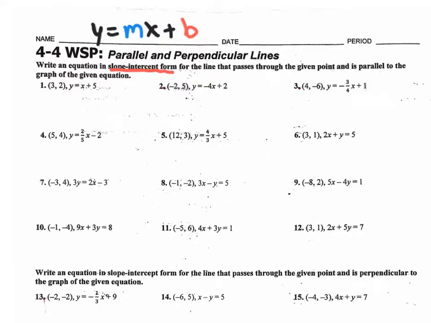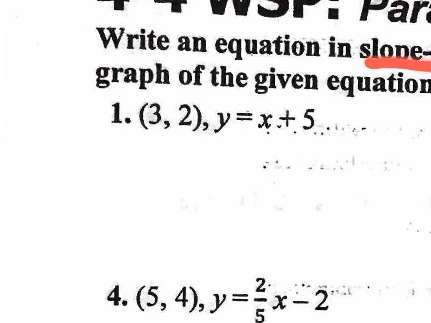So on number 1, they give you a point, they give you an x value and a y value, and they tell you that your line is parallel to that line. Now, what does it mean if lines are parallel? Same slope. So indirectly, ladies and gentlemen, they're telling you that your slope is the same as this slope. And what is that slope? It's 1. Does that make sense?